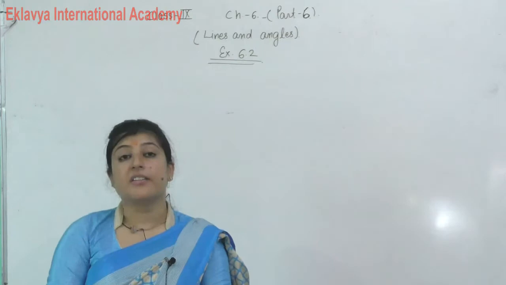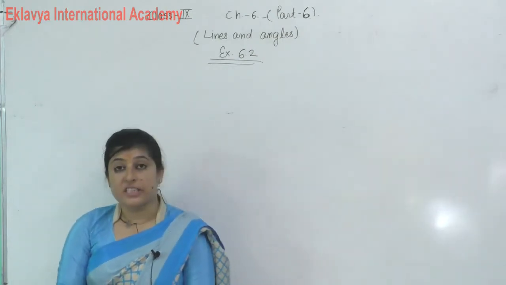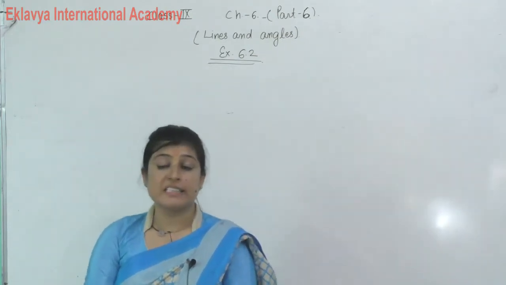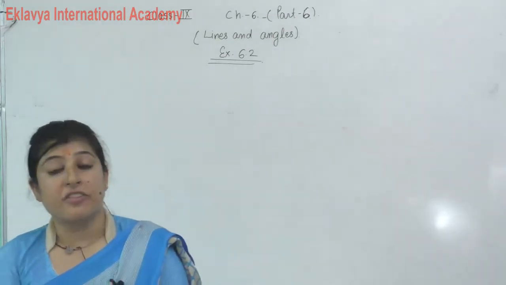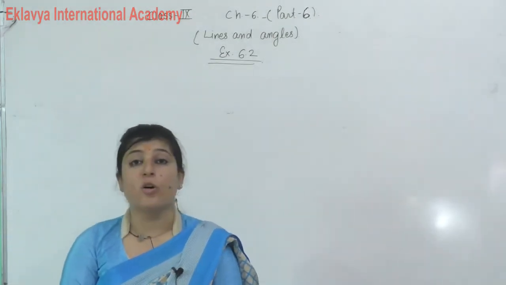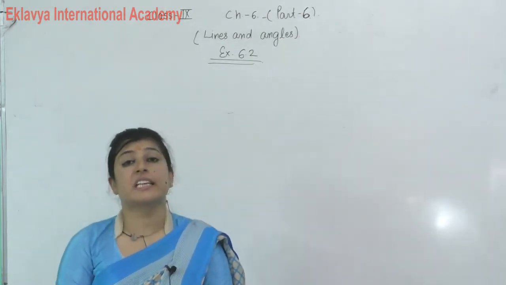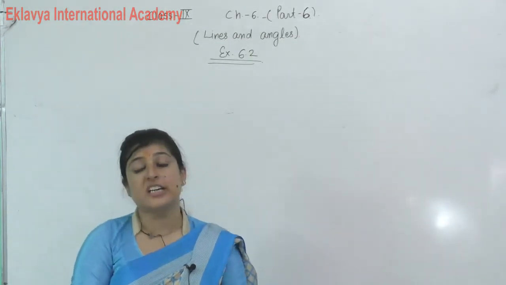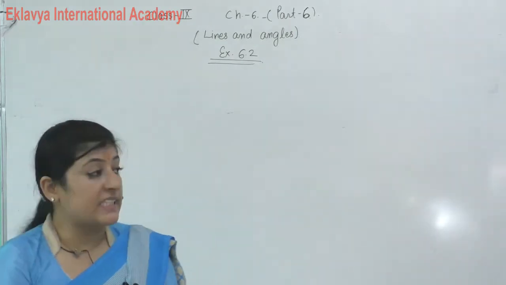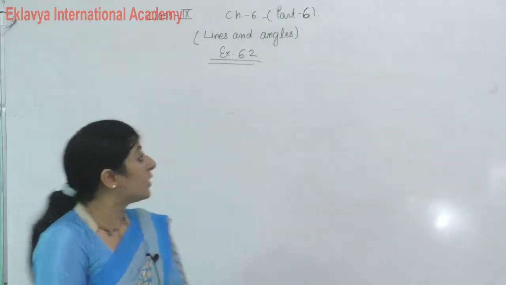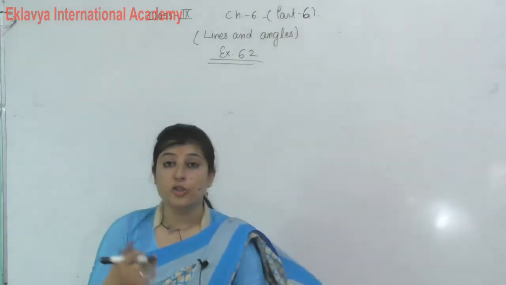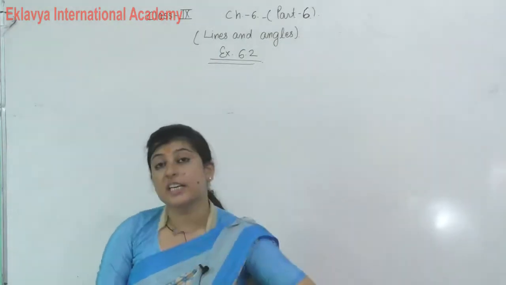When a transversal intersects two parallel lines, there are three types of angles formed: corresponding angles, alternate angles, and co-interior angles. These types of angle relations we already discussed in our basic terms and definitions. So today we discuss questions related to this concept.